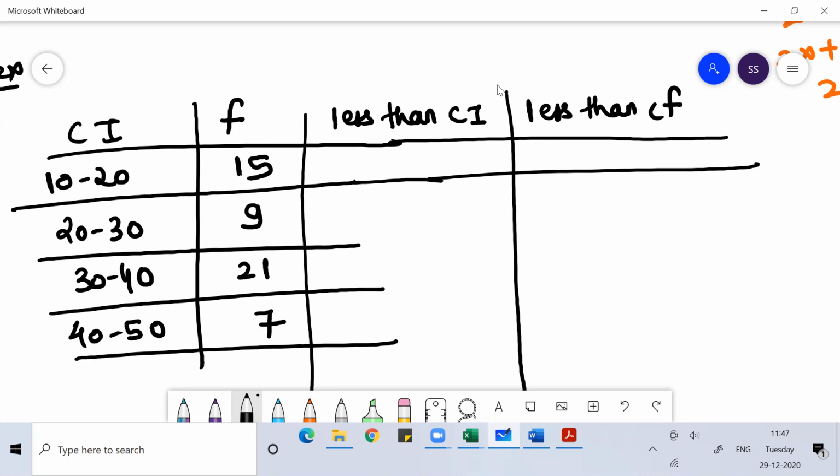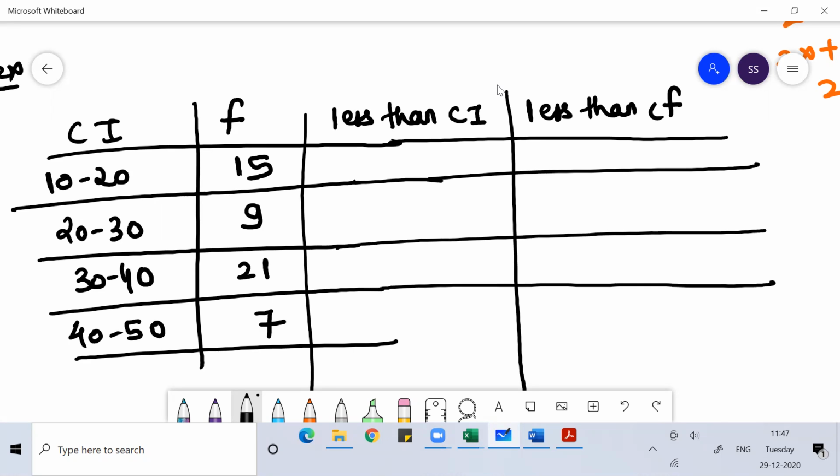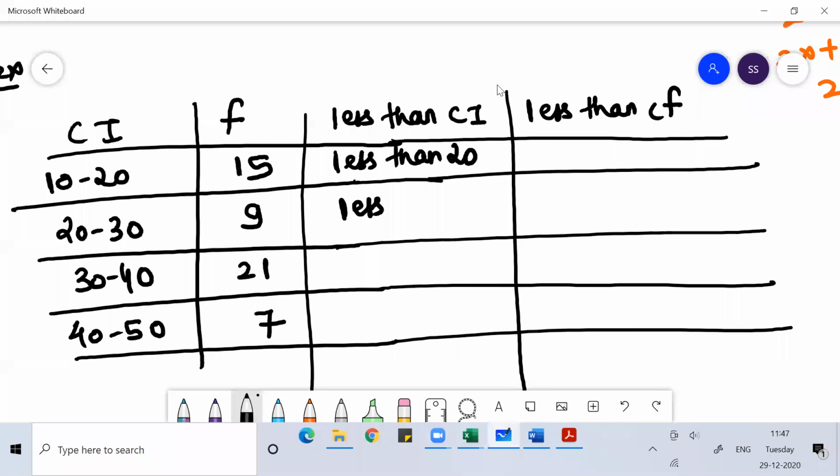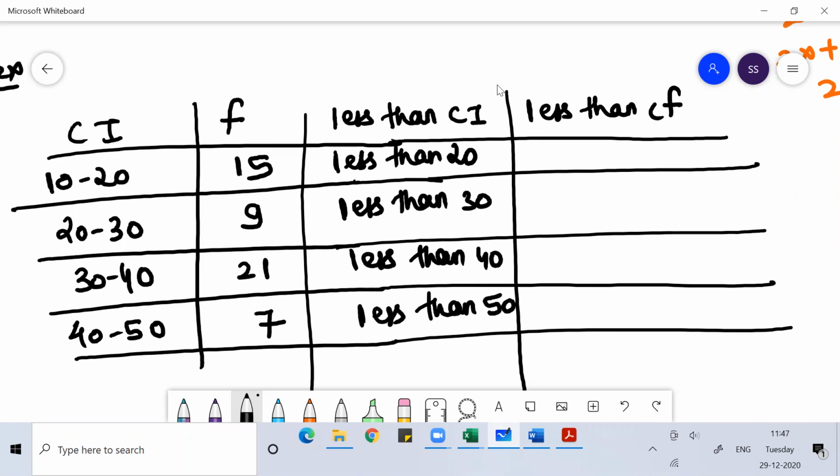So when your data is given like this, you have to write less than class interval with less than cumulative frequency. Whenever we use less than, we always use the upper limit. So here I'll write less than 20, less than 30, less than 40, then less than 50, and the cumulative frequency.